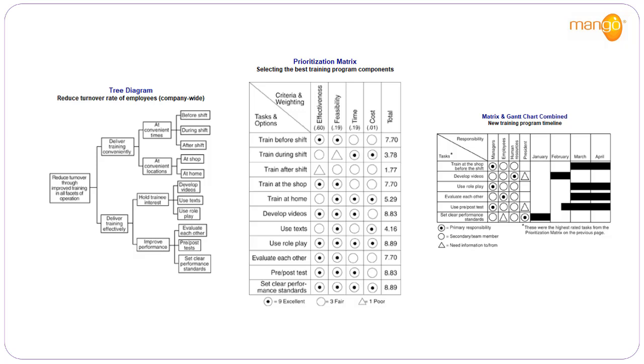So they're going to train at the shop before the shift. They're going to develop videos. They're going to use role play. They're going to evaluate each other, use pre and post testing, and setting clear performance standards. So the first 4 columns say who's going to do that, and then the January, February, March, and April, those are the time frames when they're actually going to implement those tasks. So it sort of flows from the tree diagram through the prioritization matrix, then into the matrix and Gantt chart, to say that's how that particular thing is going to be implemented.